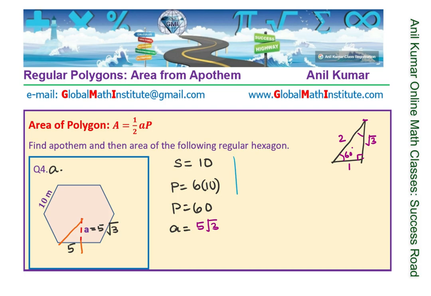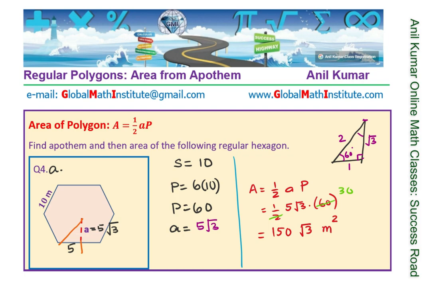And therefore, we can easily find the area of this regular hexagon. Area is half of apothem times perimeter, which is half of 5 square root 3 times the perimeter, which is 60 for us. So we can simplify and rewrite the expression. 2 goes into 60, 30 times, right? And multiplying, we get 3 times 5 is 15, times 10 square root 3, and the units in this case are meter squared, correct? So that is how we find the area of this regular hexagon. I hope the steps are absolutely clear.